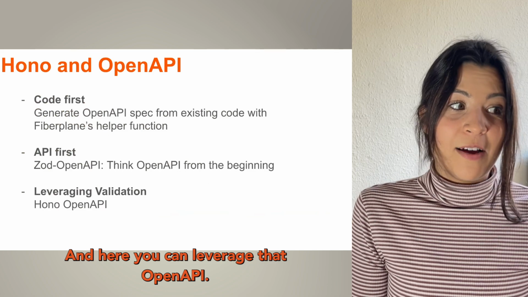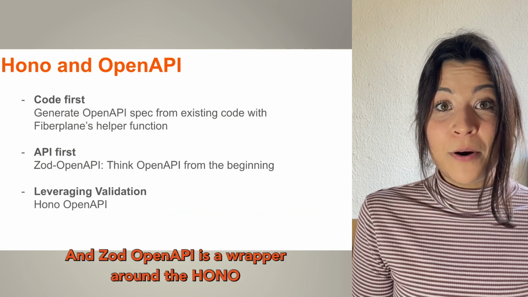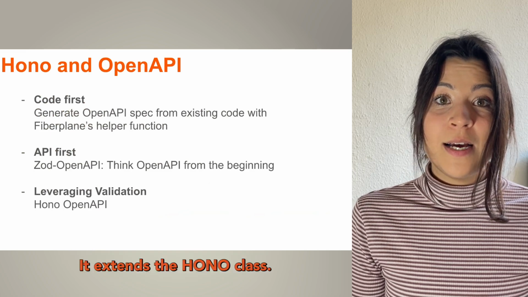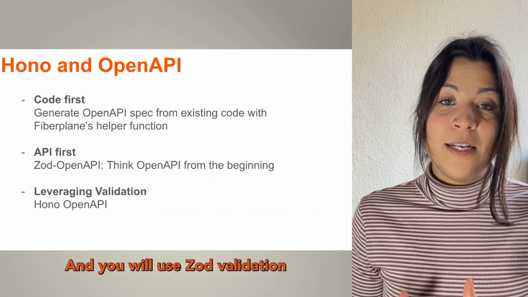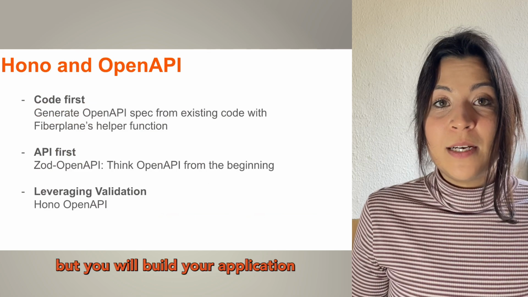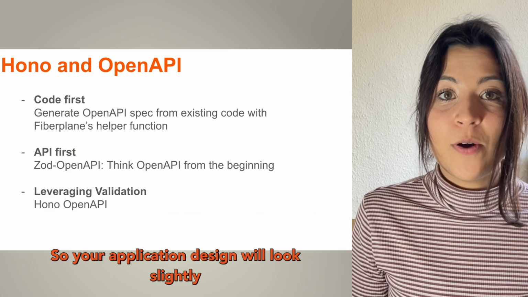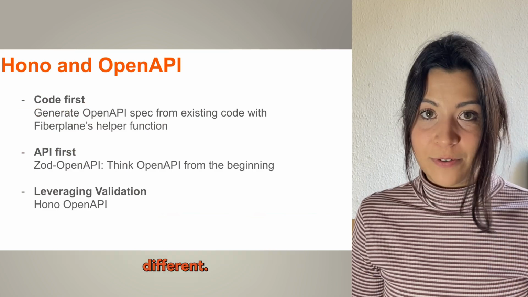The second way is that you start building an application with OpenAPI in mind. And here you can leverage Zod OpenAPI. Zod OpenAPI is a wrapper around the Hono class. It extends the Hono class, and you will use Zod validation to describe your input parameters, but you will build your application around that extended class. So your application design will look slightly different.